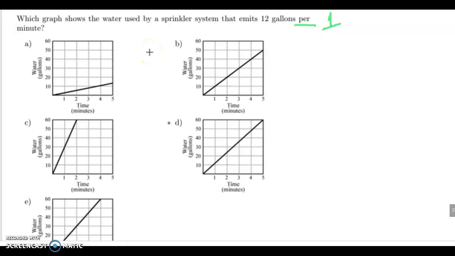So if I look at letter A, I want to know if that is a unit rate of 12 gallons per minute. So I'm going to find a beautiful point in my graph. A beautiful point just means, if I go along this line, is there a point that matches up on the grid so that it's an exact value of time and water at the same time? And this point that I just made here is.